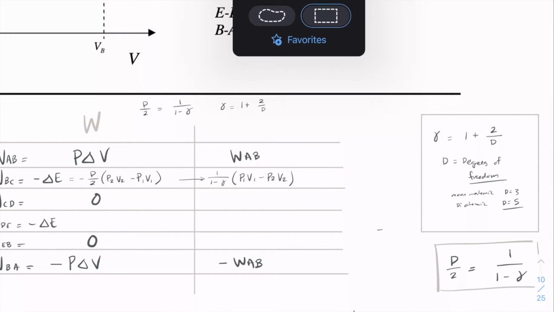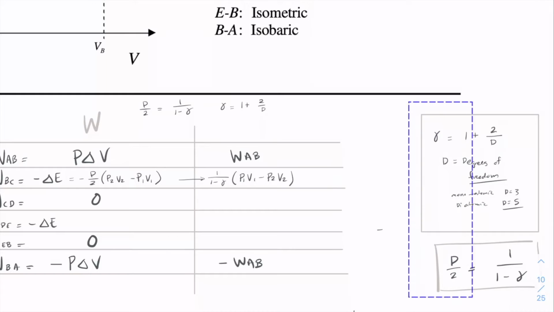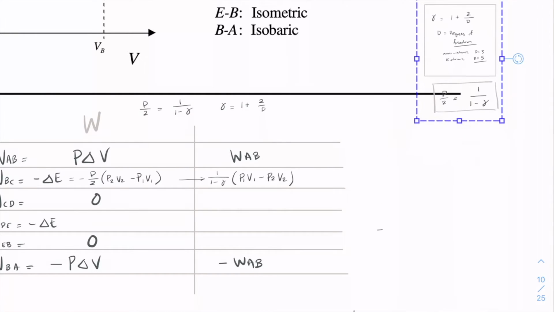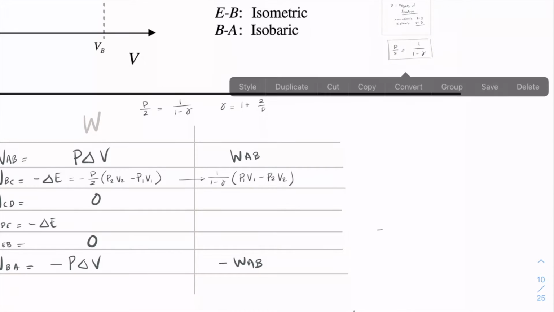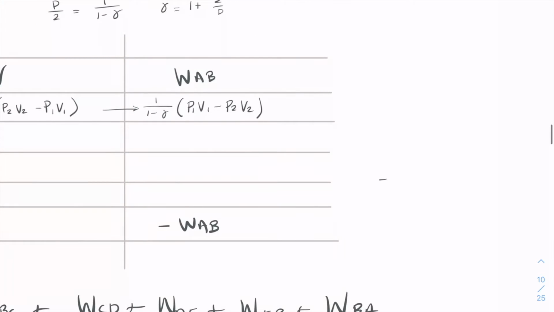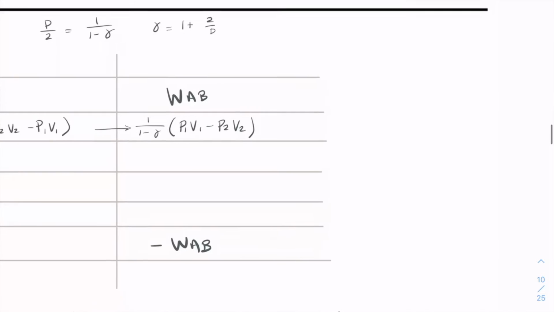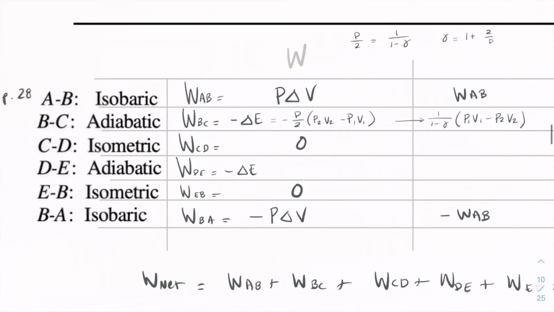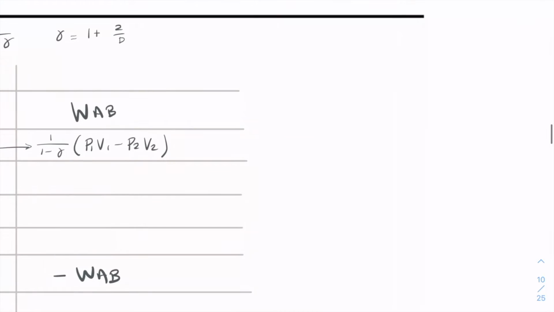I'm going to erase this because I said this before. I'll just make it smaller and move it up here because we're not going to use this definition anymore, and I want to try not to keep things too cluttered. So if we're going from A, oops, not from A to B, what are we going from? We're going from B to C. So this would be our 1 and this would be our 2.